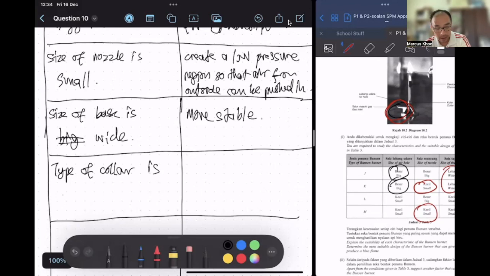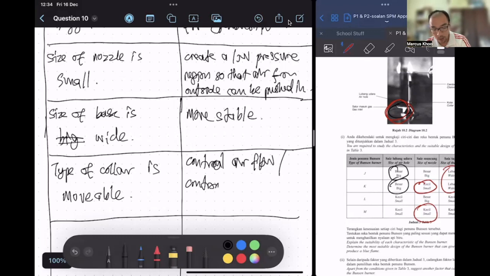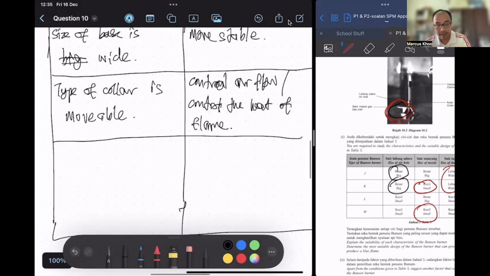And then the reason is either to control airflow, or to control the heat of the flame. The collar can be moved, which means you can push it so that you can have less air or more air. Remember, if you have more air, then you have complete combustion, etc. So the best, K, is chosen.